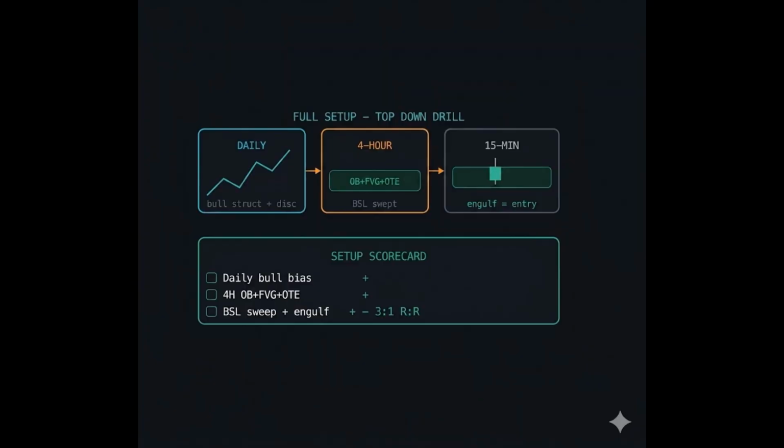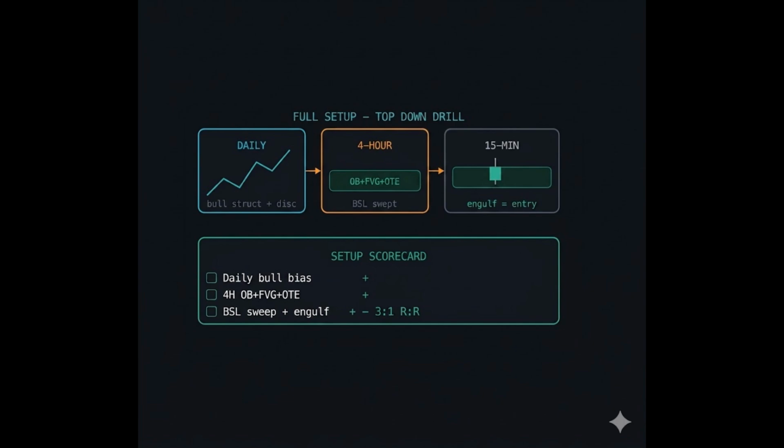Let's now walk through a complete example from start to finish. No editing, no skipping steps. Daily chart, bullish structure, BOS confirmed, price in discount. 4-hour chart, OB and FVG confluence in the lower 30% of the daily range, OTE band at 61.8. Liquidity, prior swing high swept on the 4-hour.